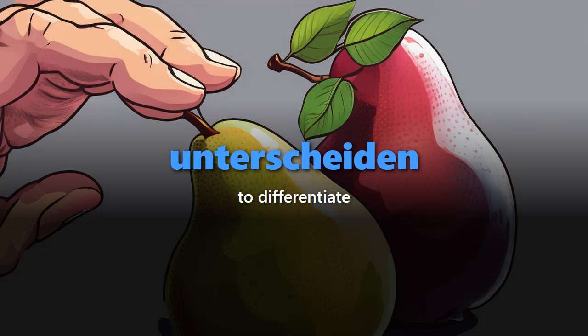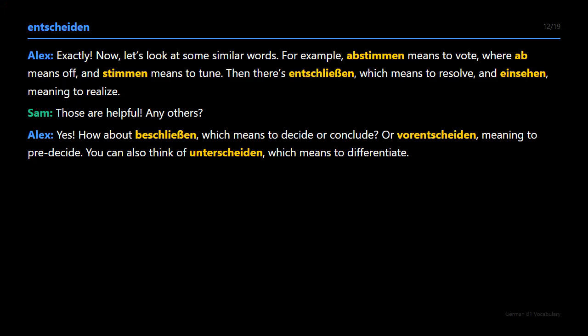Exactly. Now, let's look at some similar words. For example, Abstimmen means to vote, where ab means off, and Stimmen means to tune. Then there's Entschließen, which means to resolve, and Einsehen, meaning to realize. Those are helpful. Any others?